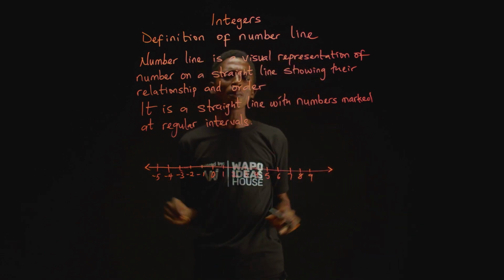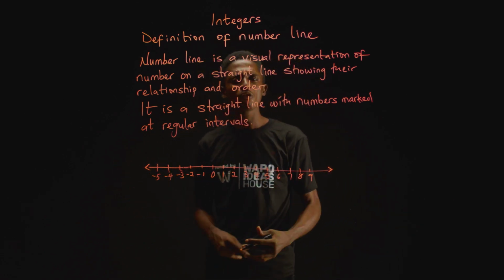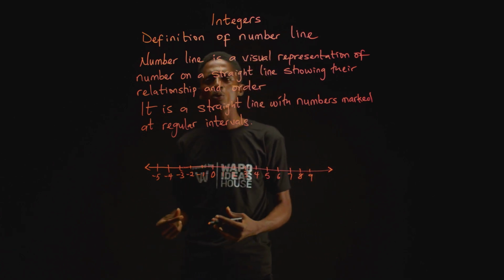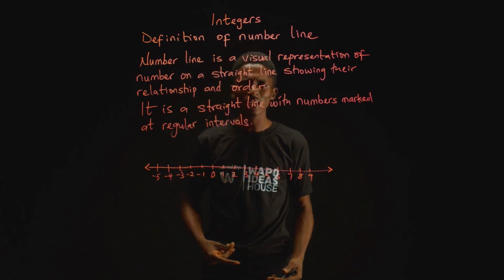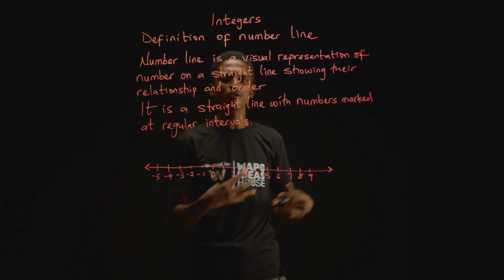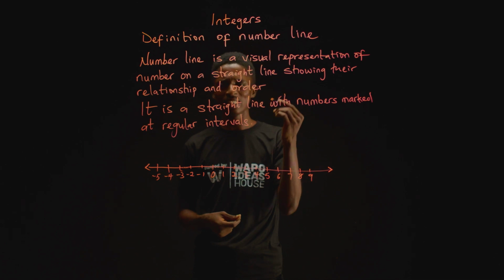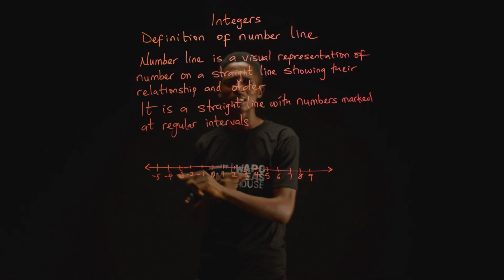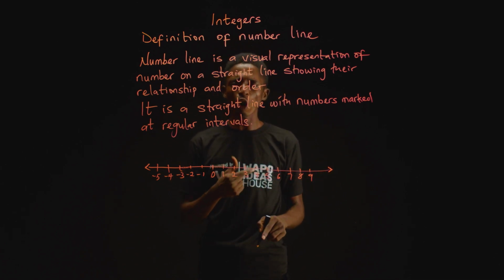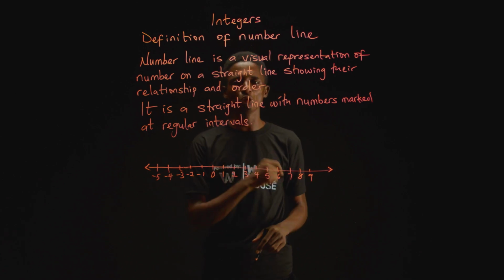One thing that this number line helps us to do is to visualize what happens when you add two numbers together, when you subtract one number from another, as we will always do whenever we are working with integers. I believe now you can define a number line and also identify one when you do see it.